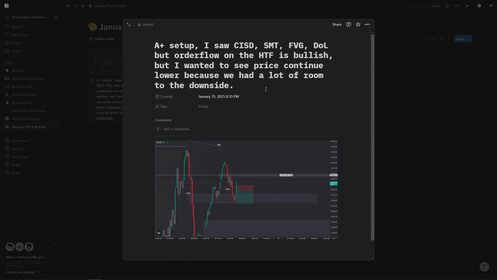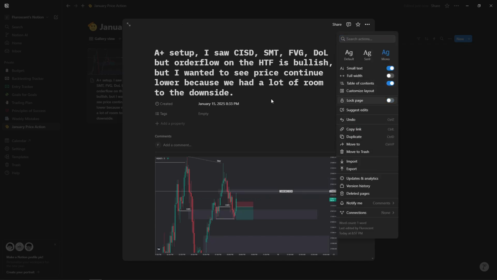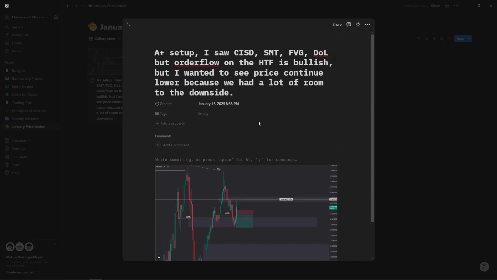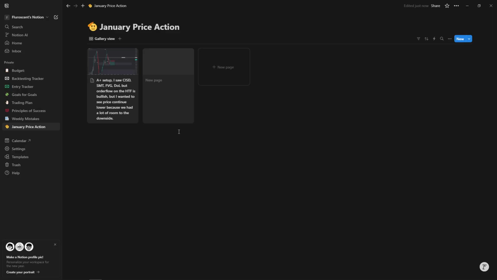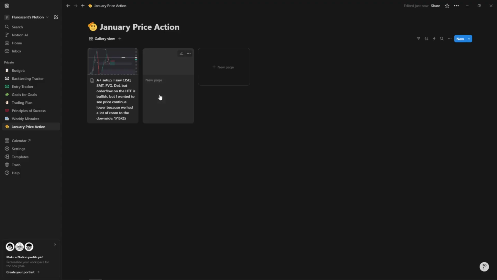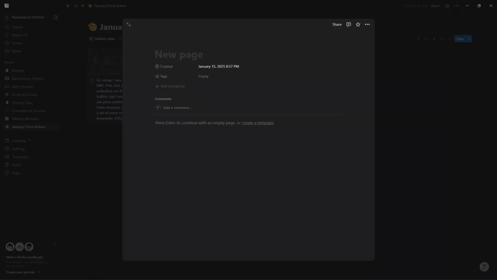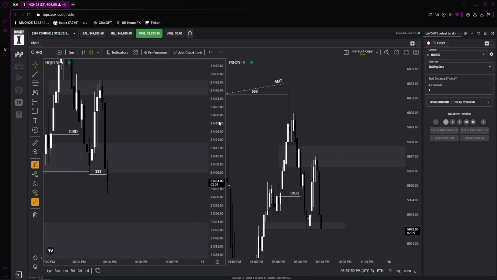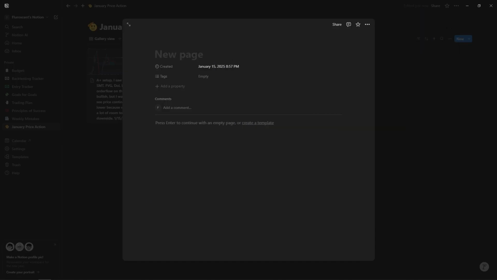I'm going to go ahead and put the date on this. What was today's date? 1/15/25. Actually, no, I don't want to put it there. I'll just put it here. 1/15/25. Alright, let's go ahead and take a snapshot of this.